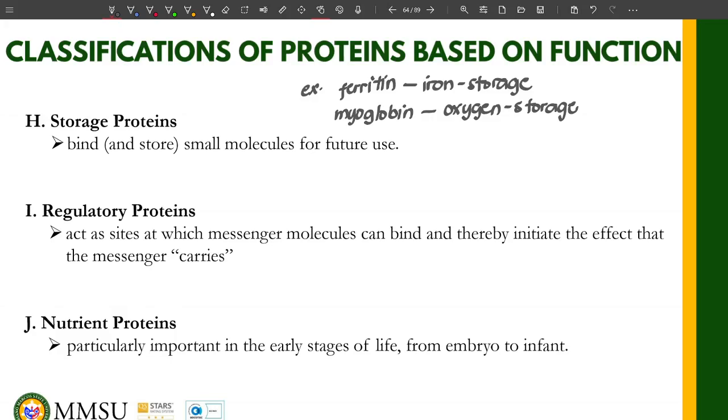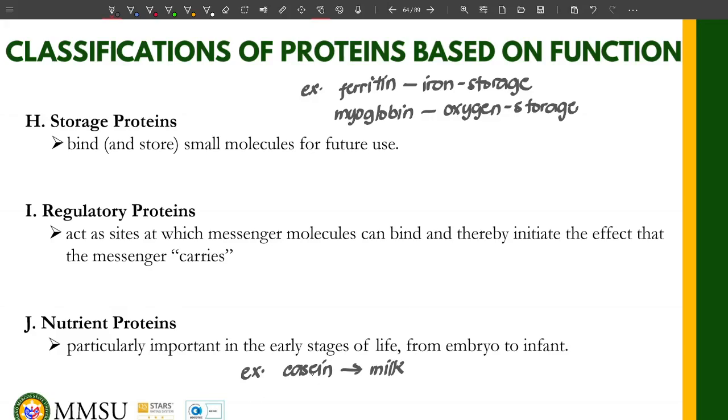These are proteins important in the early stages of life, especially from embryo to infant. An example of this one is casein, which is commonly found in milk. And casein is mostly made up of 3/4 of the proteins found in milk. And we all know naman na si casein, the nature of this one is to nourish and also provide, ano ba tawag nito? Immunological protection para doon sa mga bata. Mammalian young, either baby animals, or fetus, babies, infants.